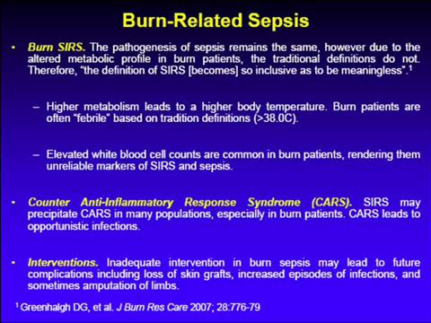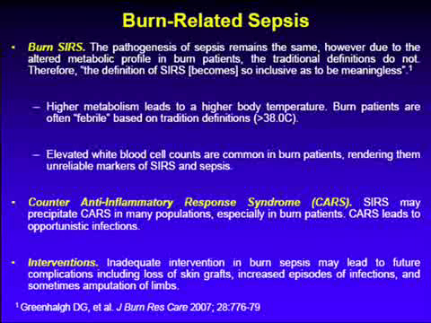in this patient group. We will now go to one of the biggest players of mortality in this patient population, and that's burn-related sepsis. Here, the systemic inflammatory response syndrome criteria that we defined earlier no longer necessarily apply. This is because the pathogenesis of sepsis, although being the same in this patient population, we now need to define burn systemic inflammatory response syndrome. This is because of the altered metabolic profile in burn patients. The traditional sepsis definitions do not apply here.